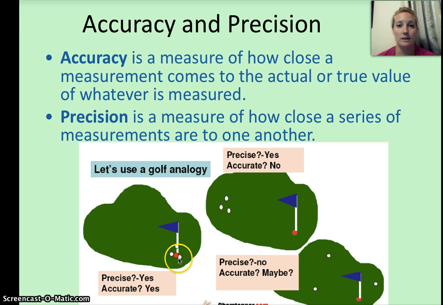Precision-wise, remember precision is how close all those are together, then this one, 1, 2, 3, it would be precise because all of those shots were around the same area. 1, 2, 3, again, nice little grouping there. Very precise. This one, 1, 2, 3. Little more sporadic, so it's not as precise.